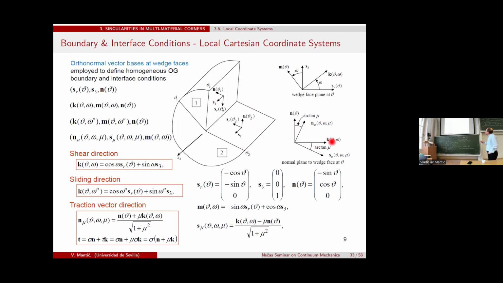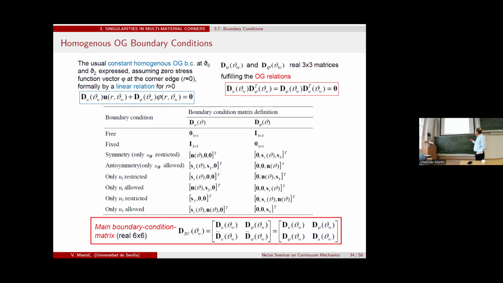And also in the plane of K and N, we introduce other vectors, mu and S mu. Vector mu is the direction of the traction vector in frictionless contact. We consider mu as the friction coefficient, and this is the traction vector, easy to see. Then we define a mu unit vector in this way. This will be fundamental to develop everything in a simple form using these standard vectors. This local coordinate system is fundamental for the further development.